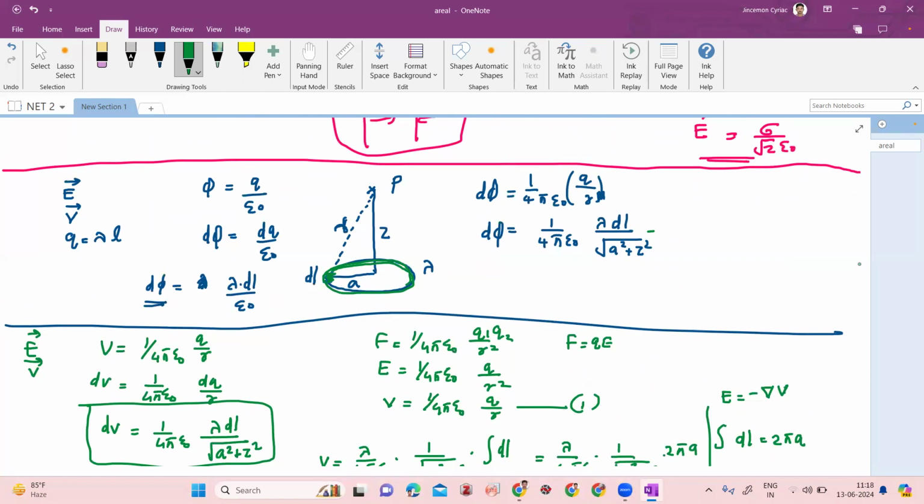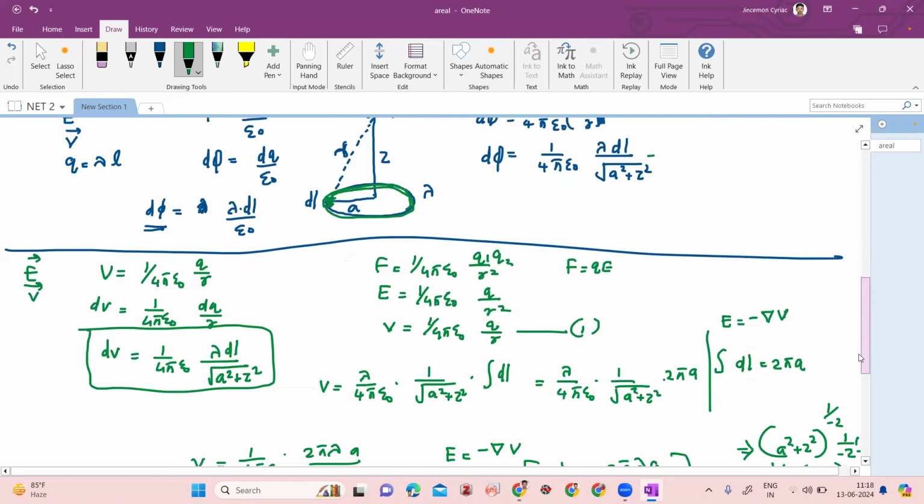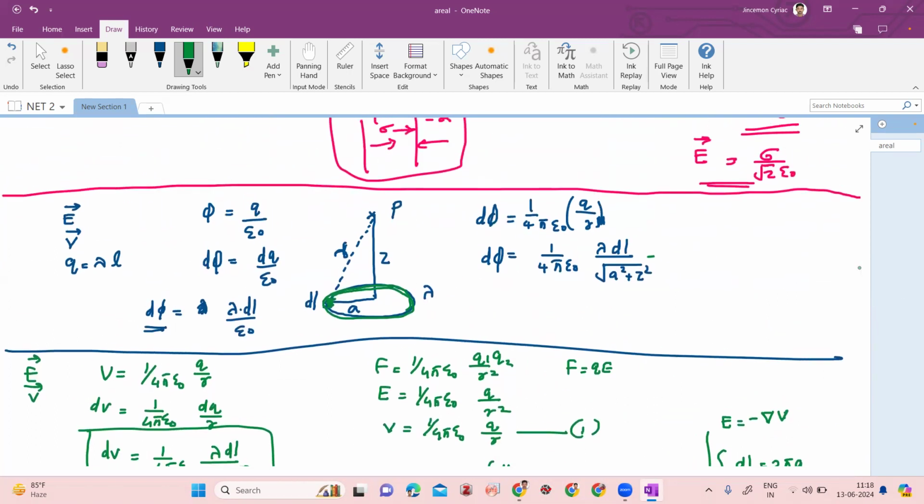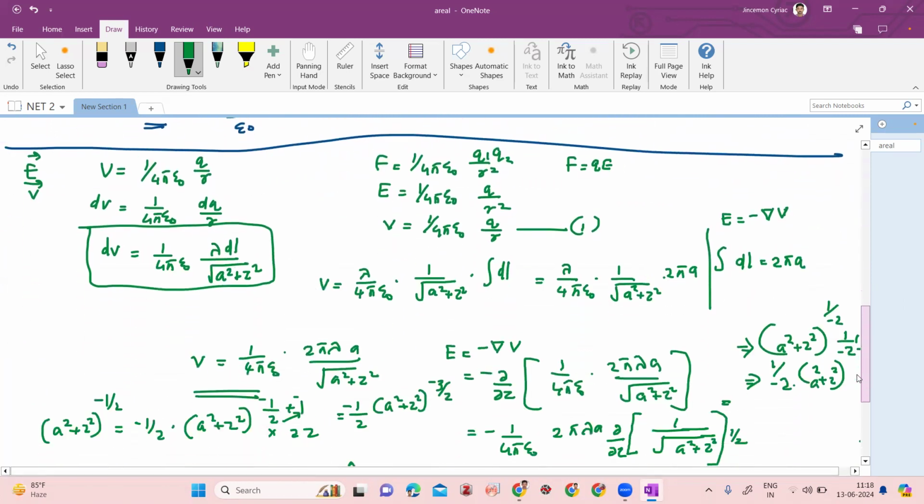V is equal to the work done to bring a charge from one point to another, that is equal to 1 by 4 pi epsilon 0 q by r. Then we take dV in terms of dl. This is a small portion dl. Then take the total L, that is equal to 2 pi r or 2 pi a. Then r is equal to square root of a square plus z square. Now substitute that value in our equation. Then we take the integral of dl, that is equal to 2 pi r. Now just integrate this value.